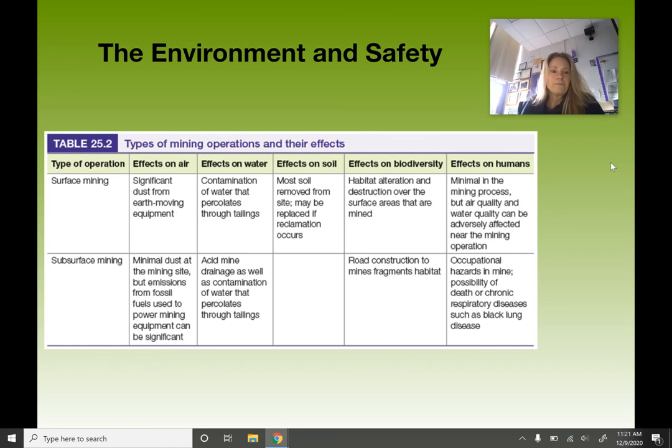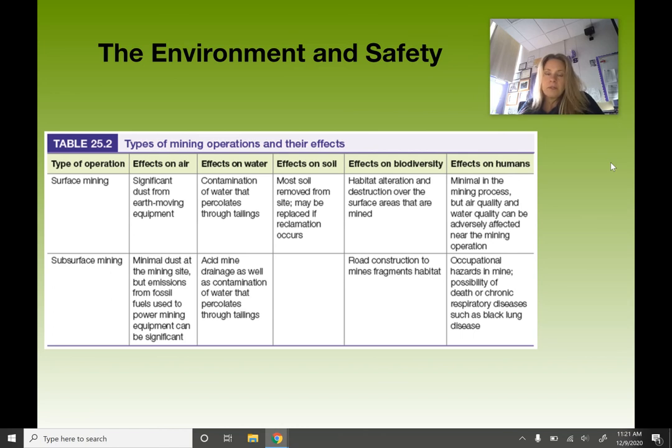So effects on the air. For surface mining, there's dust and earth moving equipment. On the water, there's contamination, and that's for both. Contamination percolates through the tailings as water seeps through, and goes into rivers and lakes from the tailings. And then for the soil, most soil is removed. It could be replaced with reclamation. Reclamation is just bringing it back to its normal state so that it's not ruining the land.